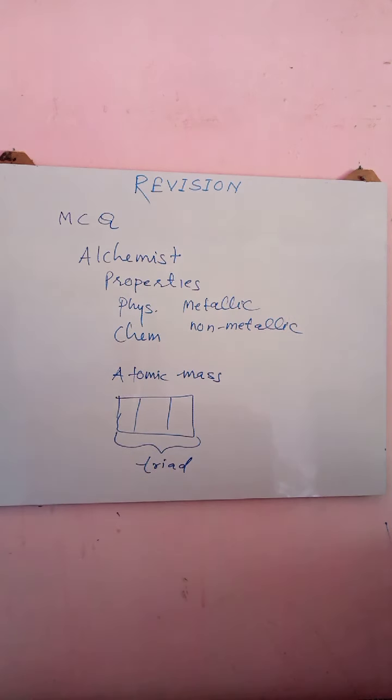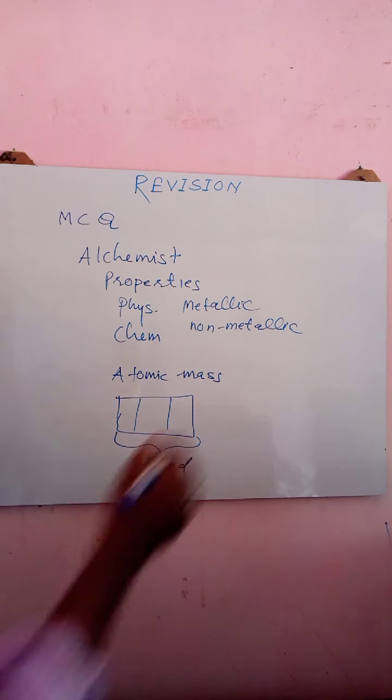See, a multiple choice question can be asked from here as well. The triad concept was given by which scientist? Four options will be given in front of you: Henry Moseley, Antoine Lavoisier, Dobereiner, Newland, and you have to choose the appropriate one. So what will be your answer? The straightforward answer will be Dobereiner.